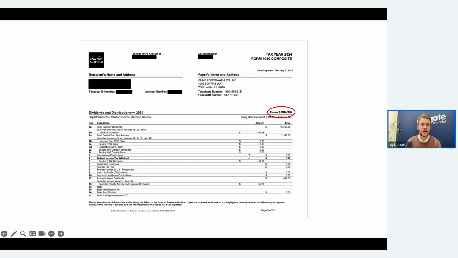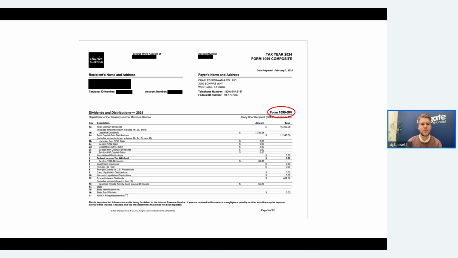In this case, this individual during the year of 2024 received about, what is that, $15,380 worth of, or yeah, 390. So 15,300 and change of dividends during the year. So that in total, that's what they received on all the investments.